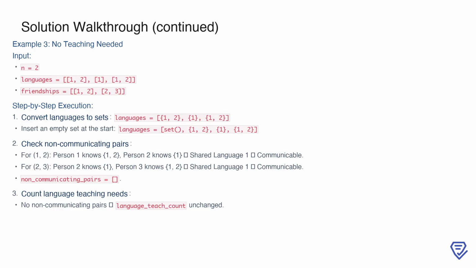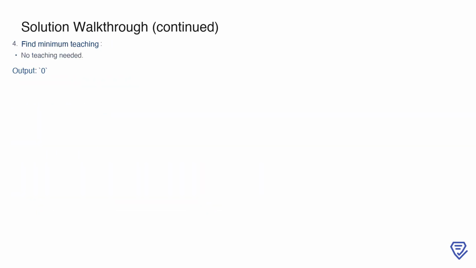For the pair 1, 2, person 1 knows both languages, and person 2 knows language 1, so they share language 1 and can communicate. For the pair 2, 3, person 2 knows language 1, and person 3 knows both languages, so they also share language 1 and can communicate. Since all pairs can already communicate, the list of non-communicating pairs is empty. Finally, since there are no non-communicating pairs, no language teaching is required. The count array remains unchanged, and there is no need to calculate the minimum teaching requirement. The output is 0, indicating that everyone can already communicate without learning any additional languages.